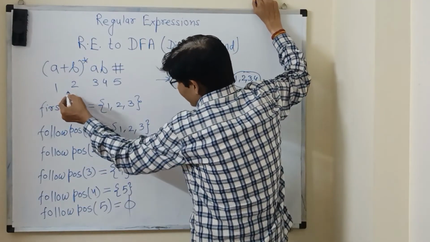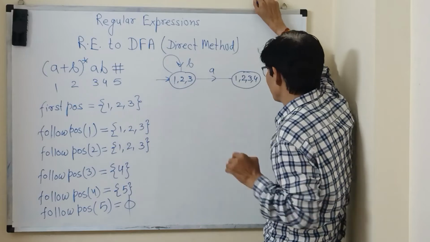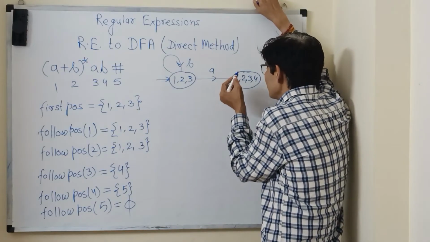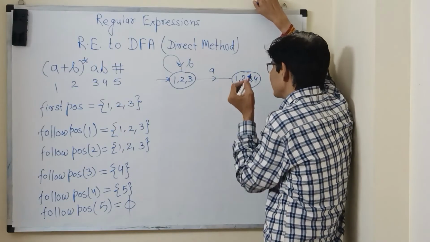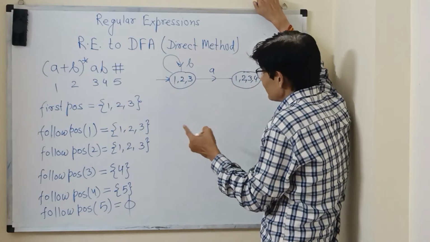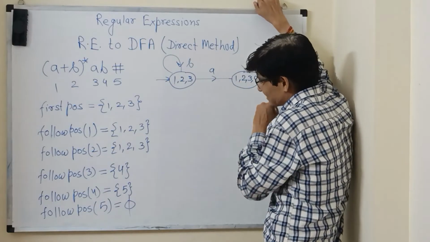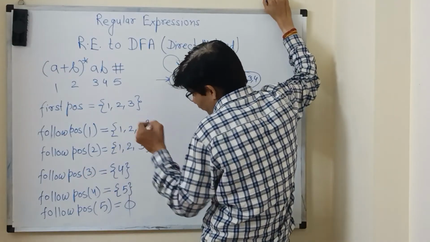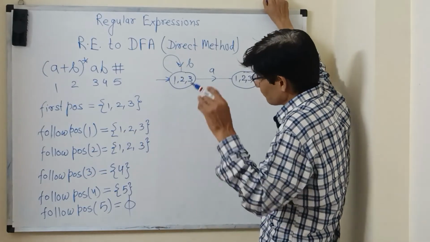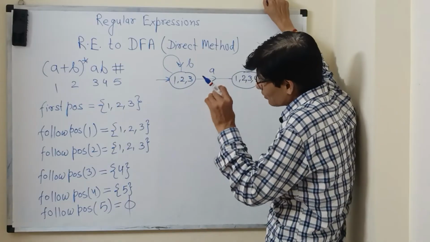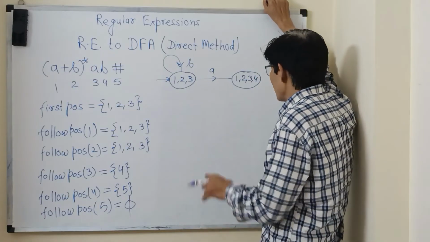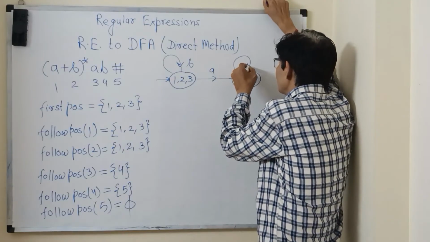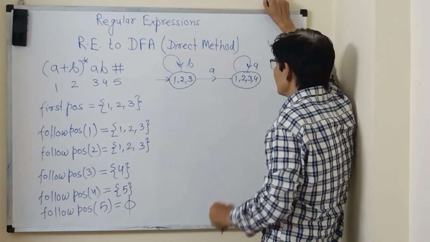So we have assigned 1 and 3 to A in the regular expression. Now we can again take the follow of 1 and the follow of 3 to see the transition of A from this state. The follow of 1 is 1, 2, 3 and the follow of 3 is 4. That means the union of these two would be 1, 2, 3, 4. So we have already created this state, so we can stay on this particular state on transition of A.